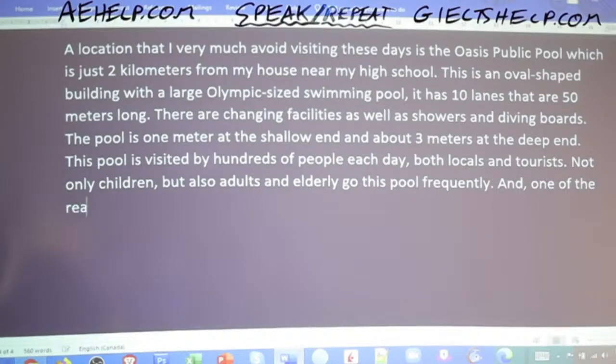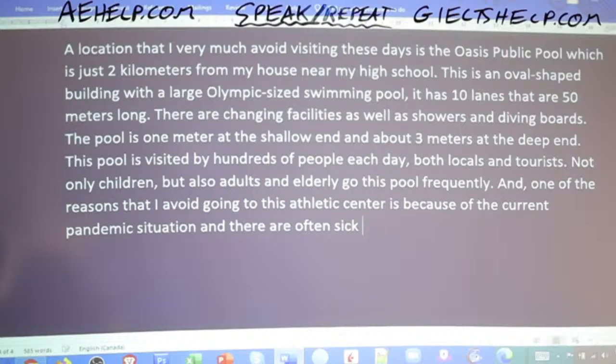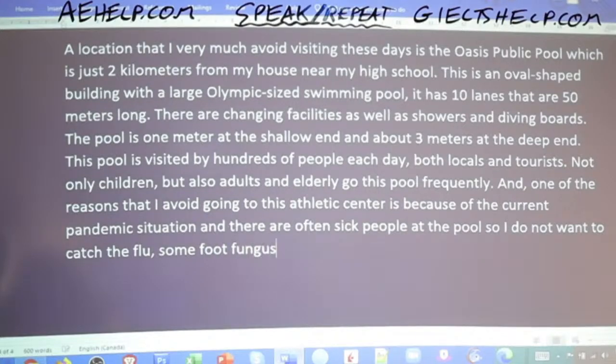And one of the reasons that I avoid going to this athletic center is because of the current pandemic situation, and there are often sick people at the pool, so I do not want to catch the flu, some foot fungus, or these days, especially COVID-19.